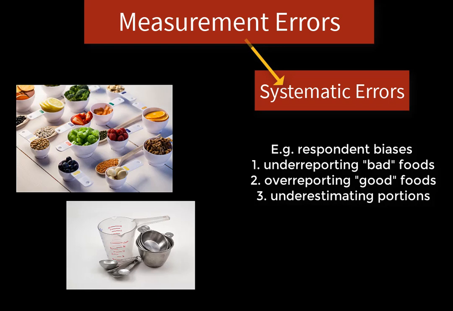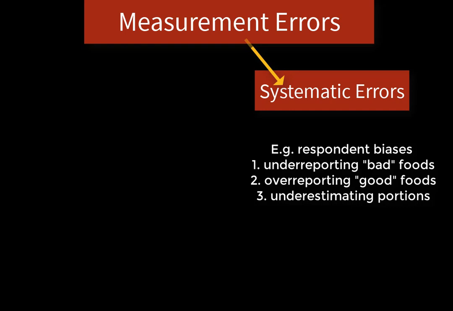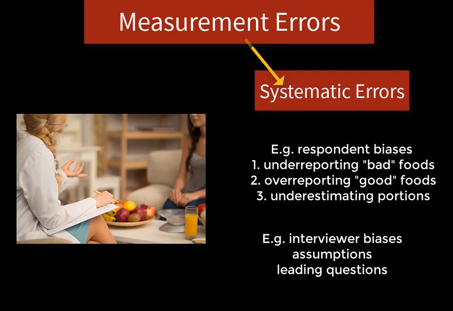Bias errors are not only coming from respondents. Interviewers can introduce biases themselves when they're collecting dietary information. For example, if you ask a respondent to tell you what they ate for breakfast, that question assumes your client consumes breakfast, and they may give you an answer even if they typically don't consume it.